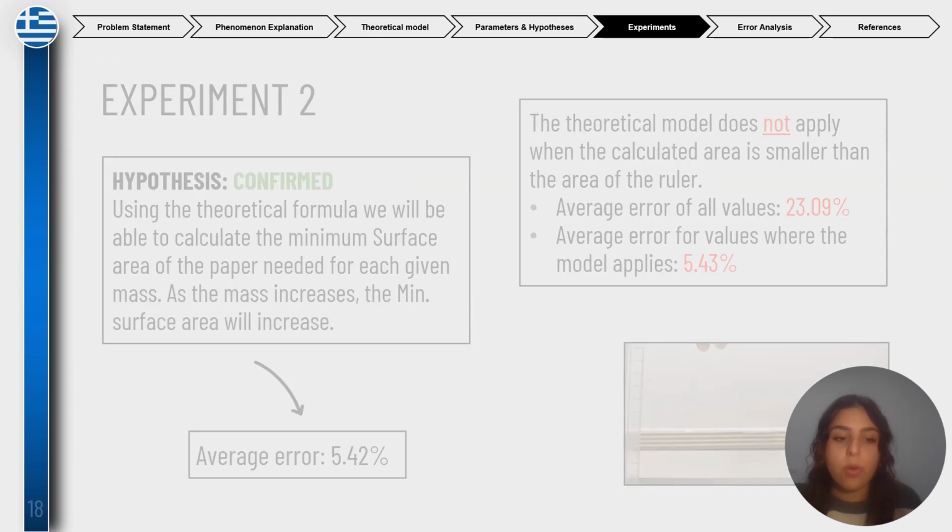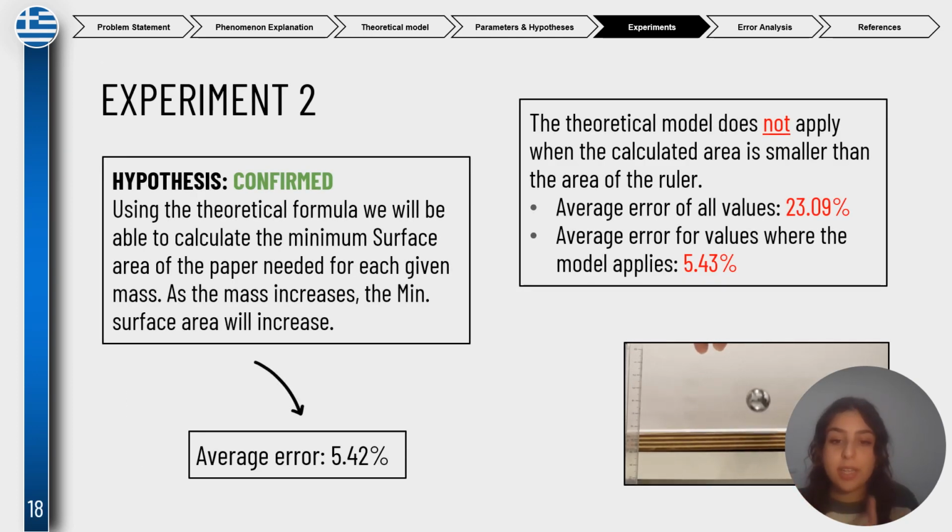So the second hypothesis is indeed confirmed because as the mass increased, the surface area did actually increase. The theoretical model, as we said, does not apply when the calculated area is smaller than the area of the ruler. And we have that the average error of all the values is 23.09%, which is kind of high. But the average error for the values where the theoretical model actually applies is 5.43%, which is actually a small error and makes our experiment valid. So we see that the average error is 5.42%.